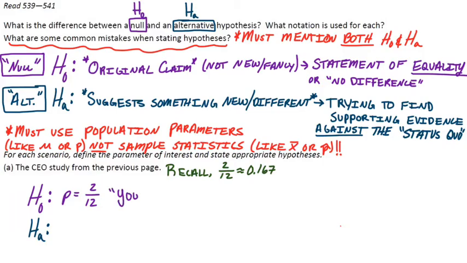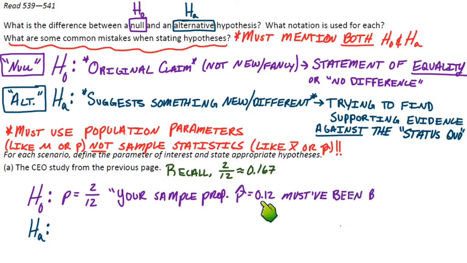So the null hypothesis here, it basically says the sample proportion, I know it was low, right? It was actually 0.12, right? So a little bit lower than 0.167, but it must have just been by random chance. So the null just says everything's fair, everything's equal, it's actually 2 out of 12. I know you got a different sample proportion, but that must have just been by random chance.